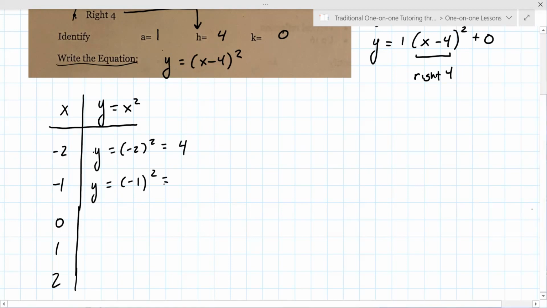What does that become when you multiply -1 times -1? You're multiplying, not adding, not subtracting. What is 1 times 1? 1 times 1 is 1. Now is it positive or negative? You've got a negative times a negative. Does that make a positive or a negative?